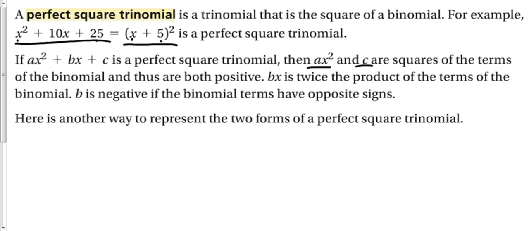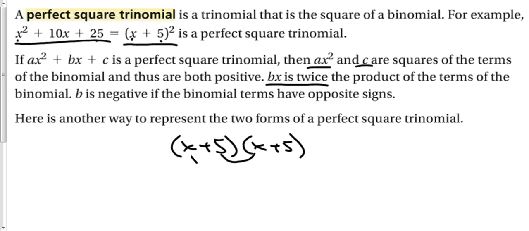And then the middle term, because we're doing this twice, think of x plus 5 squared like x plus 5 times x plus 5. So when I want my middle term, I have my inside and my outside terms, I have both 5x. So bx, the middle term, is going to be twice the product of x and 5. x times 5 is 5x, and I do it twice because I have one 5x on the inside and one 5x on the outside, which gives me 10x. If b is negative, it would be x minus 5 squared.